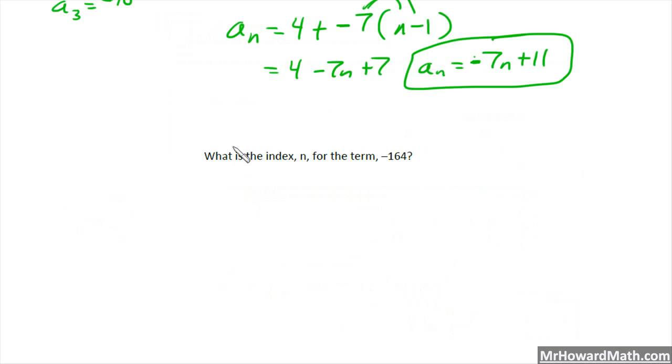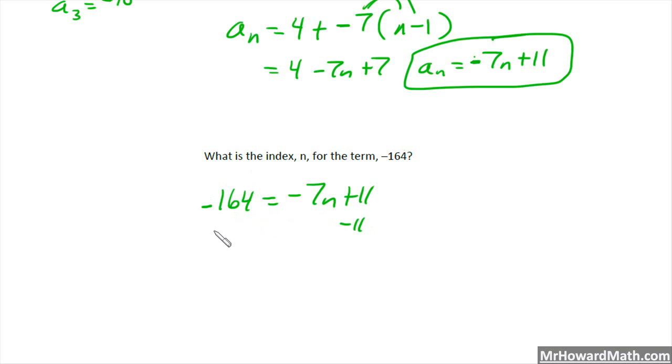Now for the second part of example 1, it says, what is the index n for the term negative 164? So we'll be using our rule from before. So the index value means what term number is it? Is it the third term, the 12th term, the 5th term, whatever. The index value is what that means. So we want to know what term number, which is called what is the index of negative 164. So we plug that into our formula we established before, the rule for this sequence, and we get negative 164 equals negative 7n plus 11. So we're solving for n, which is the index value, which means the term number for negative 164.